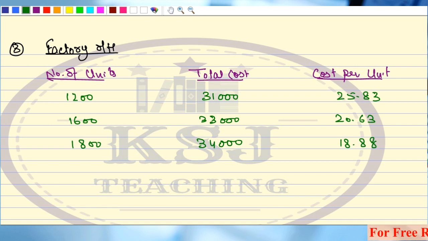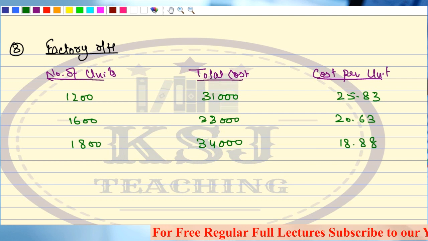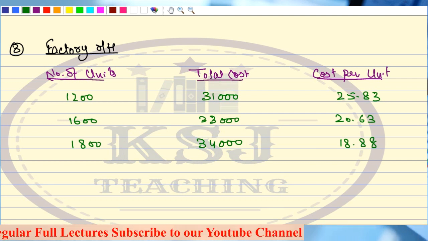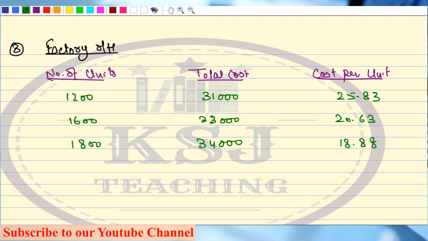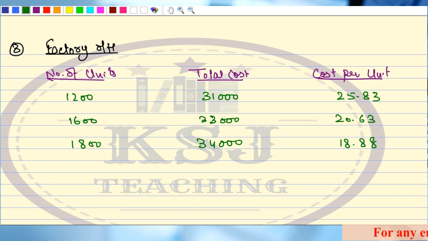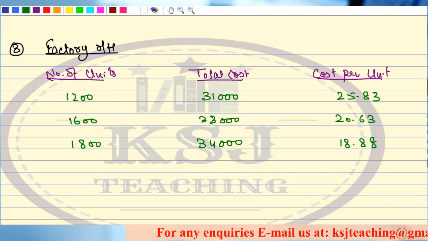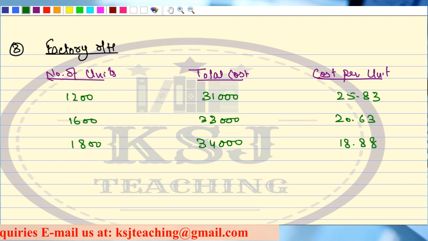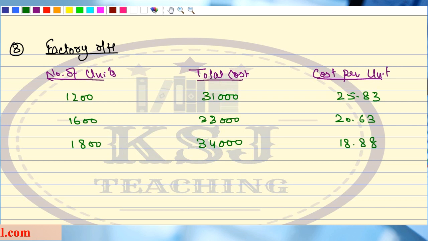Now here is the actual problem: in this case the cost per unit is not constant. As you keep on increasing your units, the total cost will not increase proportionately. It will increase, but not so that the cost per unit remains constant. See, the cost per unit keeps on declining as you go on increasing the number of units, right?